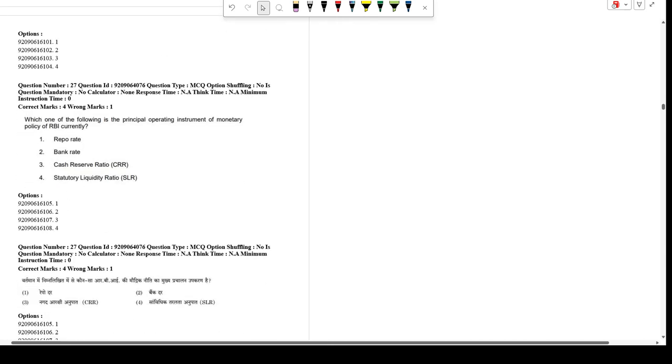Next, question 27: which of the following is the principal operating instrument of the monetary policy of RBI currently? This is the repo rate. Among the wrong options, remember that the bank rate is an important policy tool, but the repo rate is currently considered the principal operating instrument.